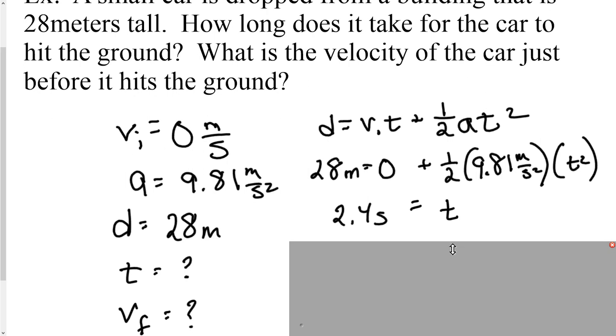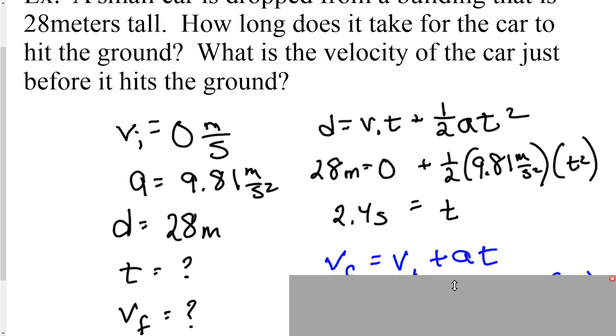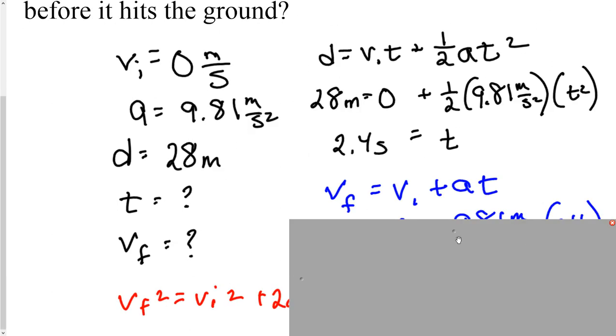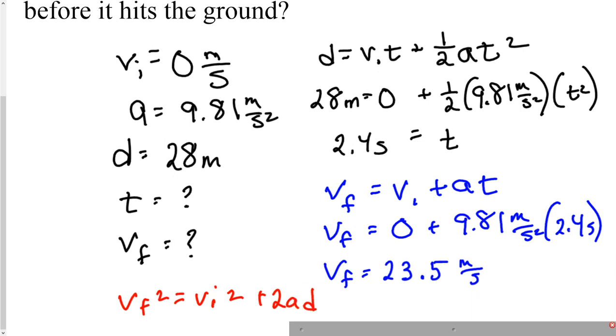Now for the other one, I can use my time and solve for VF equals VI plus AT. And I get 23.5 meters per second for VF. I could also use VF squared equals VI squared plus 2AD.